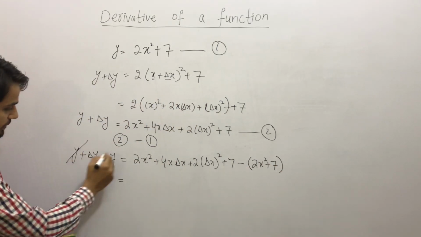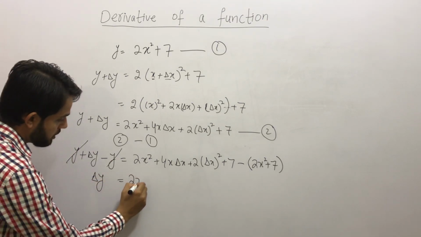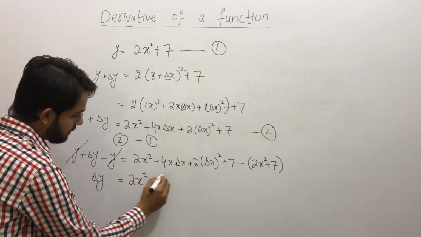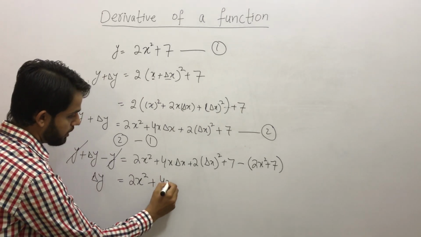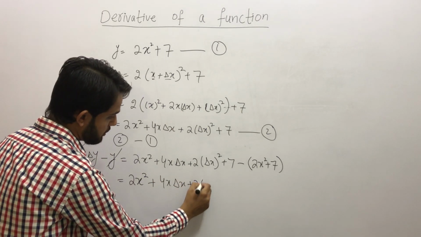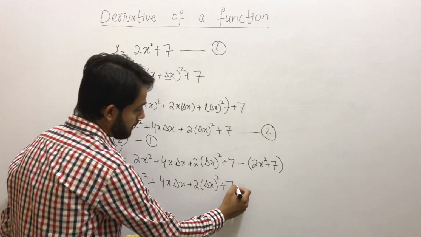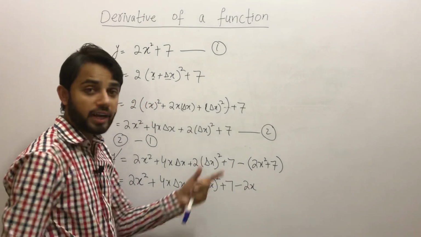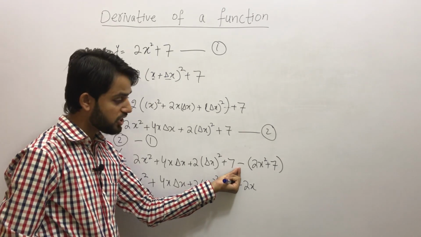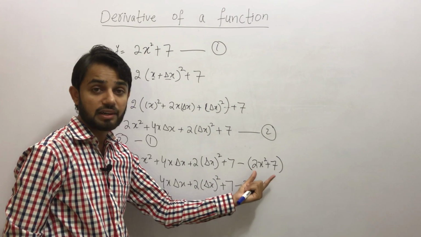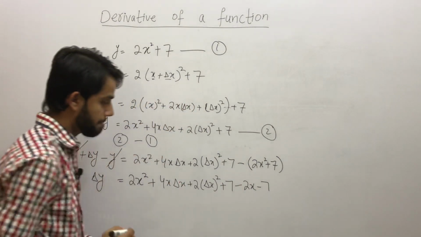Now this y will cancel with this y and we are left with delta y over here. So it would be 2x square, I'm going fine. Okay, 4x delta x plus 2 into delta x square plus 7. Open the bracket. Once you open the bracket and you have minus outside the bracket, that minus will change the sign of every single term written inside of this bracket. So it would be minus 2x square minus 7.